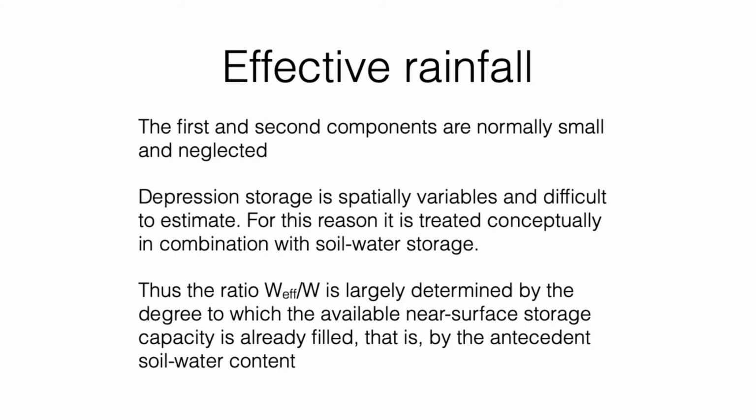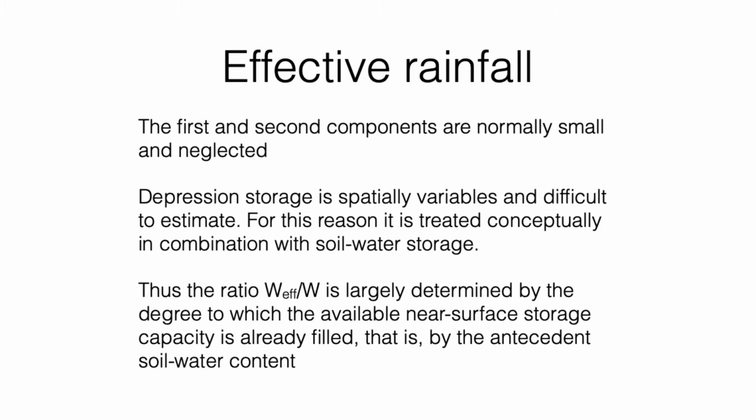The first component tends to be negligible. The second and third components are usually small also, and therefore they tend to be included into the fourth component. There are different approaches in this case, but normally this is what happens. So everything is modeled as if it was accounted by infiltration, although we know it's not the case.